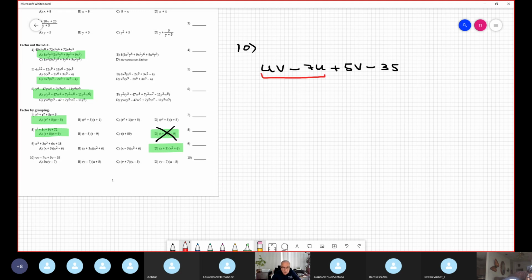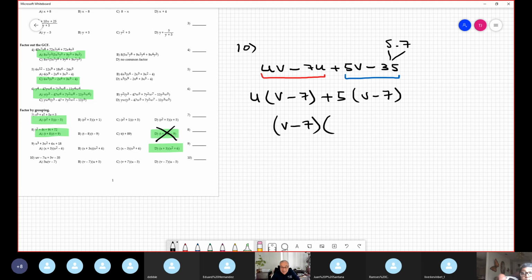With this selection, the greatest common factor in the red part is U. Open the parentheses, we have B minus 7. The greatest common factor in the blue part is 5, because I know that 35 is 5 times 7. So 5 is common. Factor out 5, B minus 7. Nice. B minus 7 is common factor again. Factor out B minus 7. Open the last parenthesis, U plus 5. This is my answer.